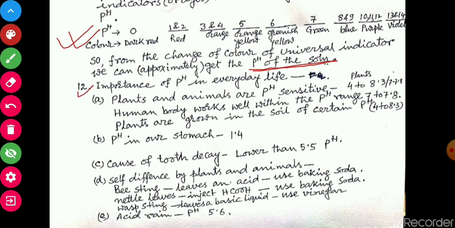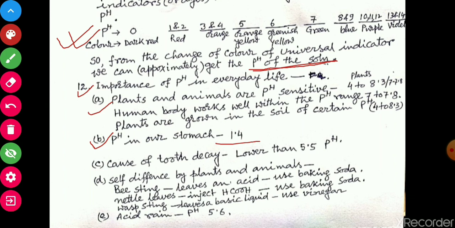Now, importance of pH in everyday life. Plants and animals are pH sensitive. The human body works well within the pH range 7 to 7.8. Plants are grown in soil of a certain pH range, 4 to 8.3. The pH in our stomach is 1.4, and that is why it helps digestion of food as well as kills the outside bacteria or microbes coming with food.